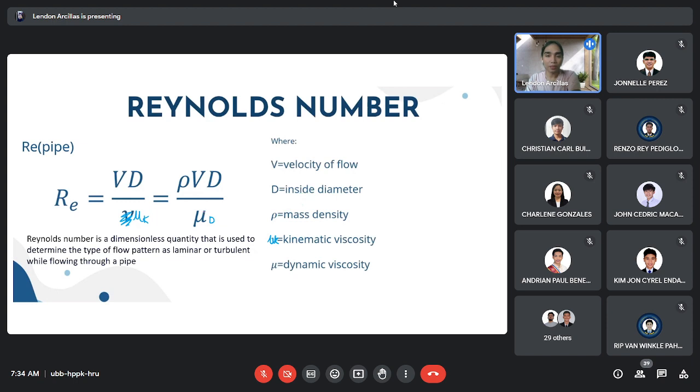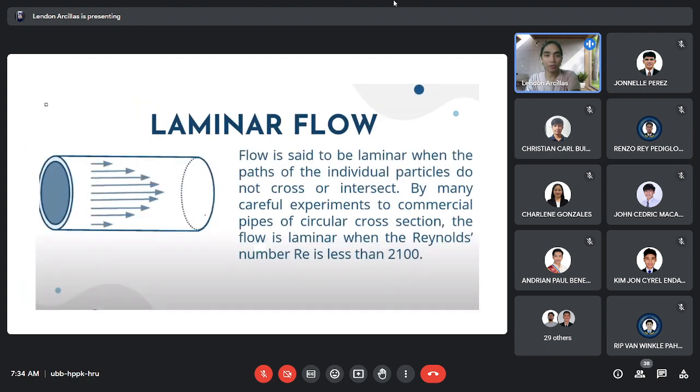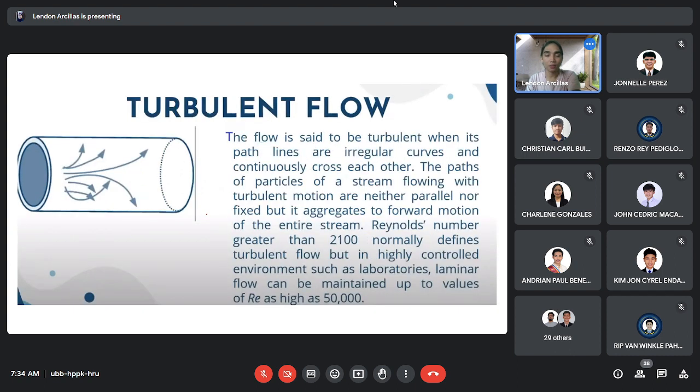So, ano yung purpose ng Reynolds number? Ang purpose ng Reynolds number is maalam natin kung ang flow is laminar or turbulent. Pag laminar, that is less than 2,100. Pag turbulent naman, greater than 2,100 yung value.